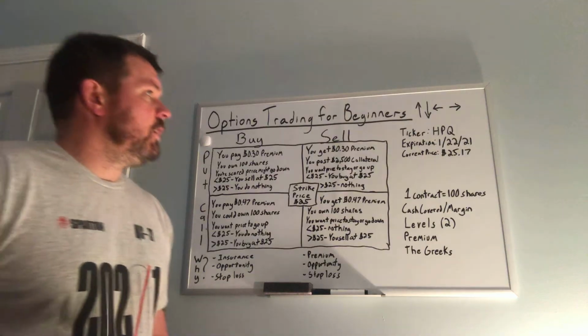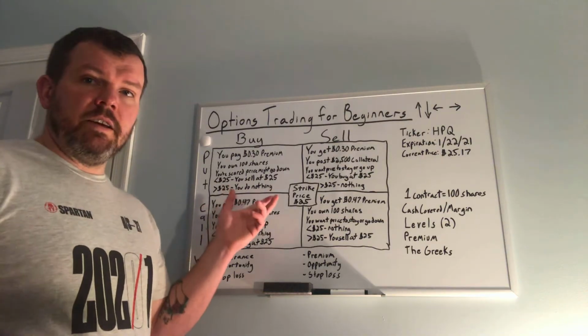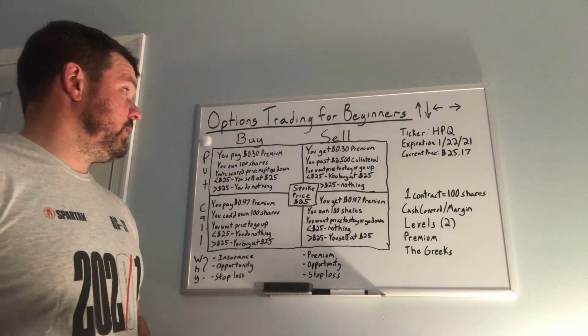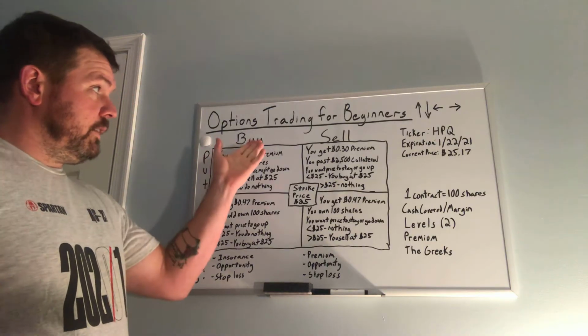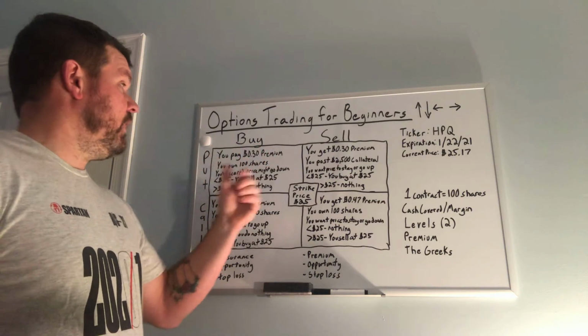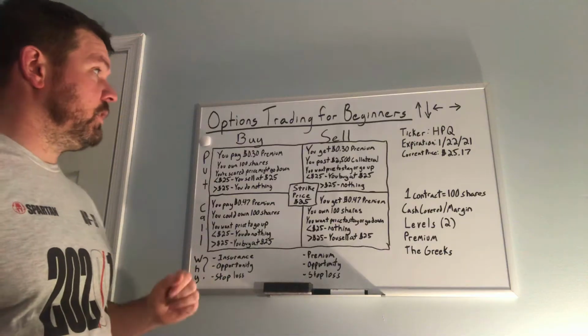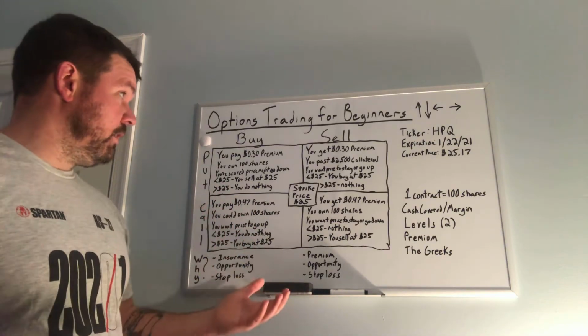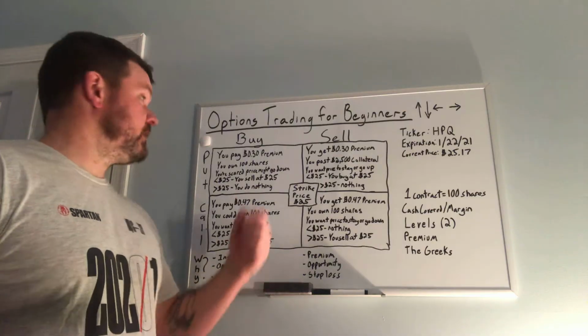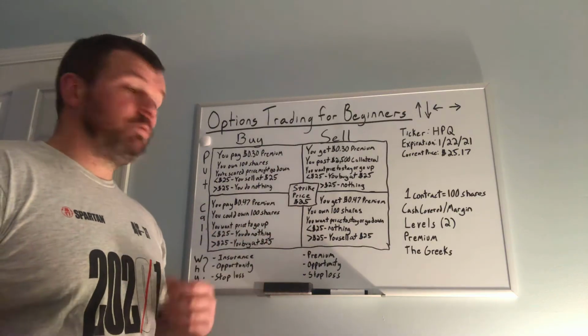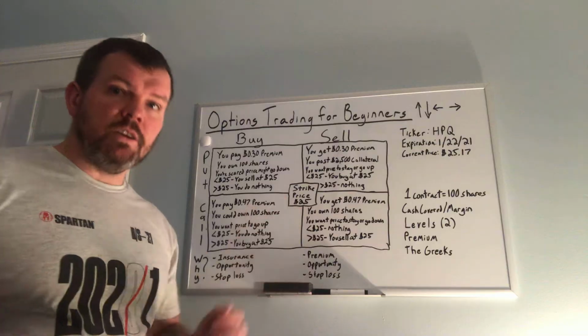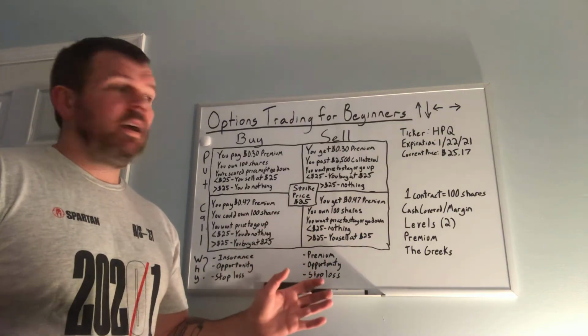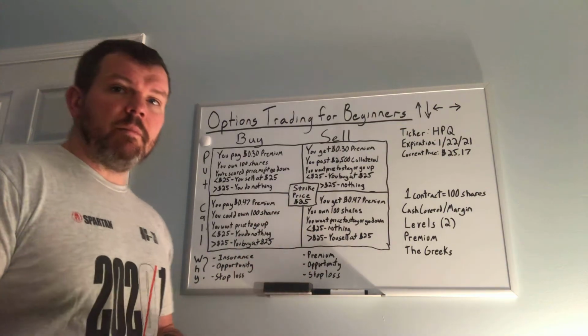Now, there's 4 boxes here because there's 4 different scenarios. On the top, there's buy and sell. On the side here, there's put and call. So you can either be the buyer, you could buy a put, you can buy a call, or you can be the seller. You can sell a put and sell a call. Which one would you like to be? Who the hell knows? I'll explain both, and then I'll get into what I do at the end.